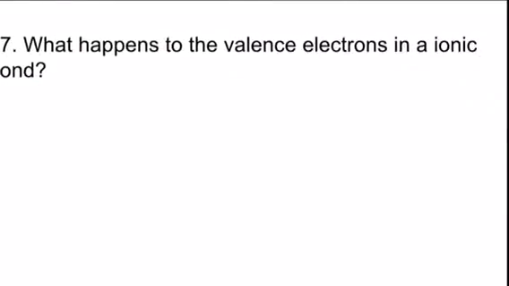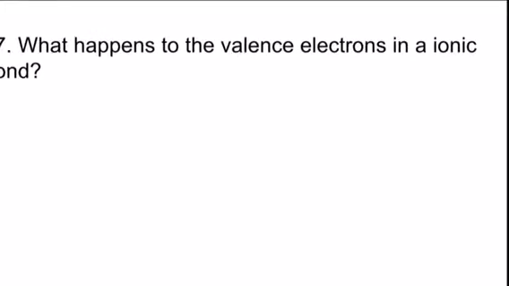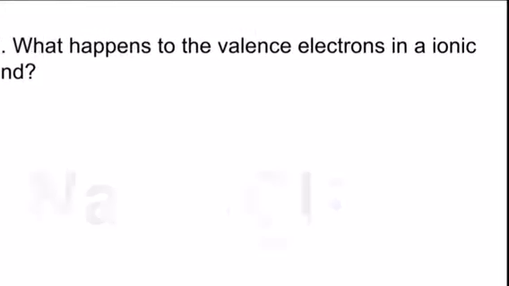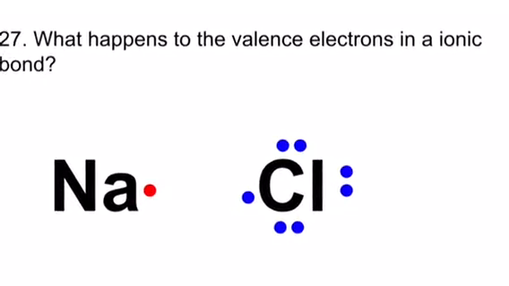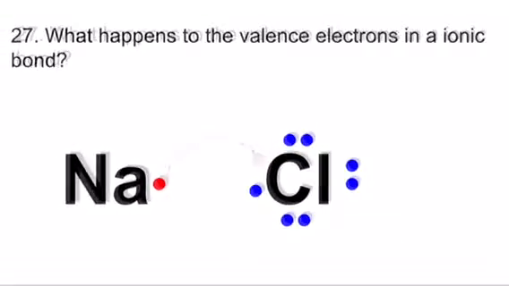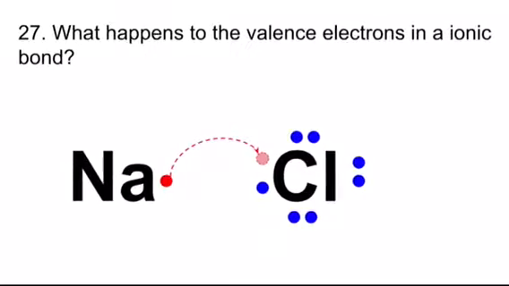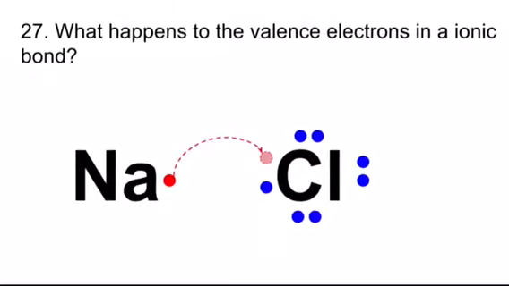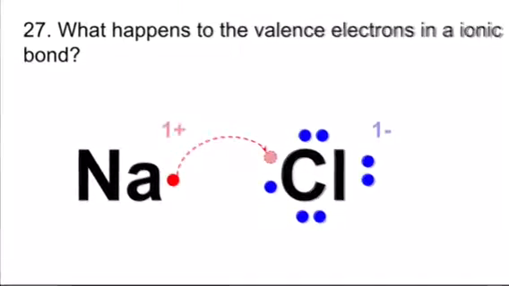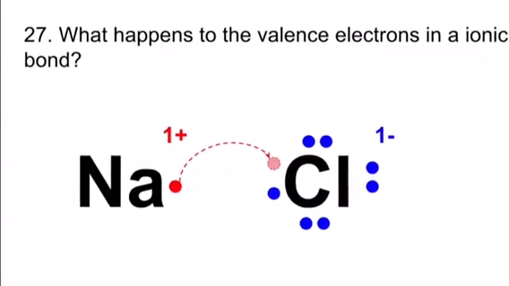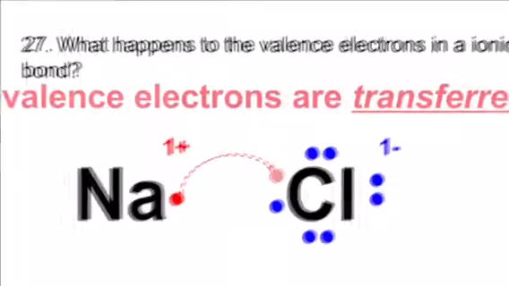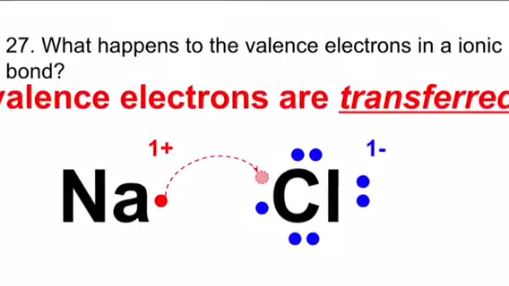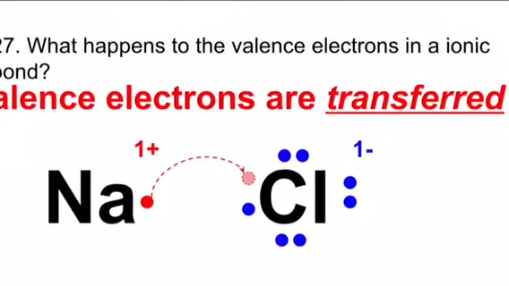Question 27. What happens to the valence electrons in ionic bonds? So again, the textbook example is sodium chloride. Sodium has 1 valence electron, chlorine has 7. Sodium is going to lose that valence electron, transfer it over to chlorine. So sodium will become a +1 charge, chlorine will become a -1 charge. So we can get these equal and opposite charges happening because the valence electrons are transferred for those ionic bonds.